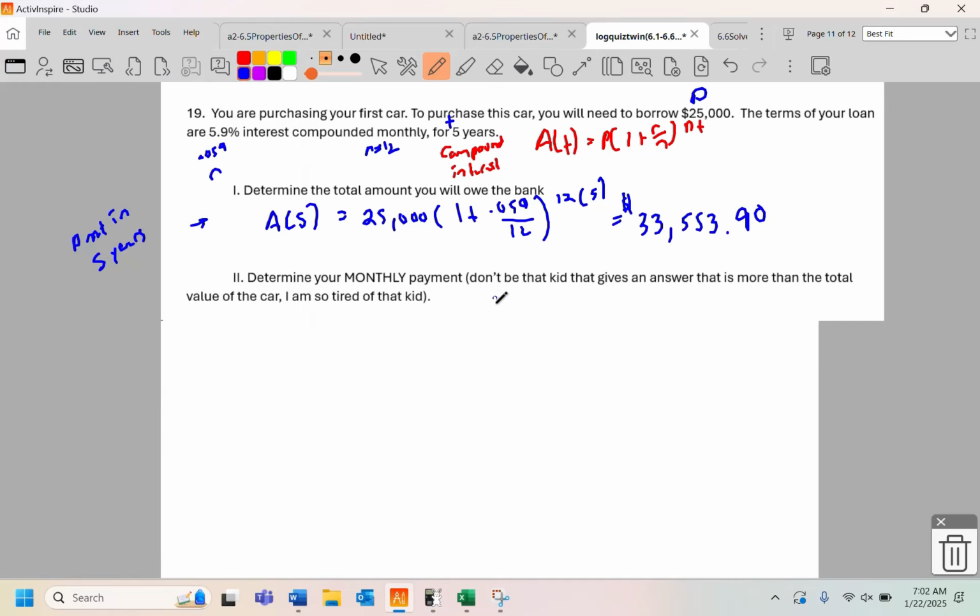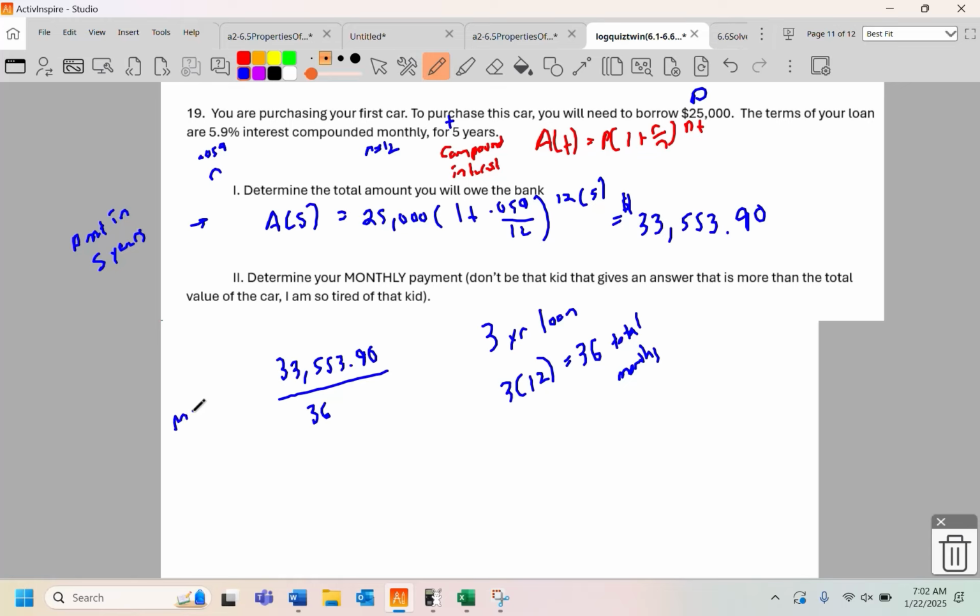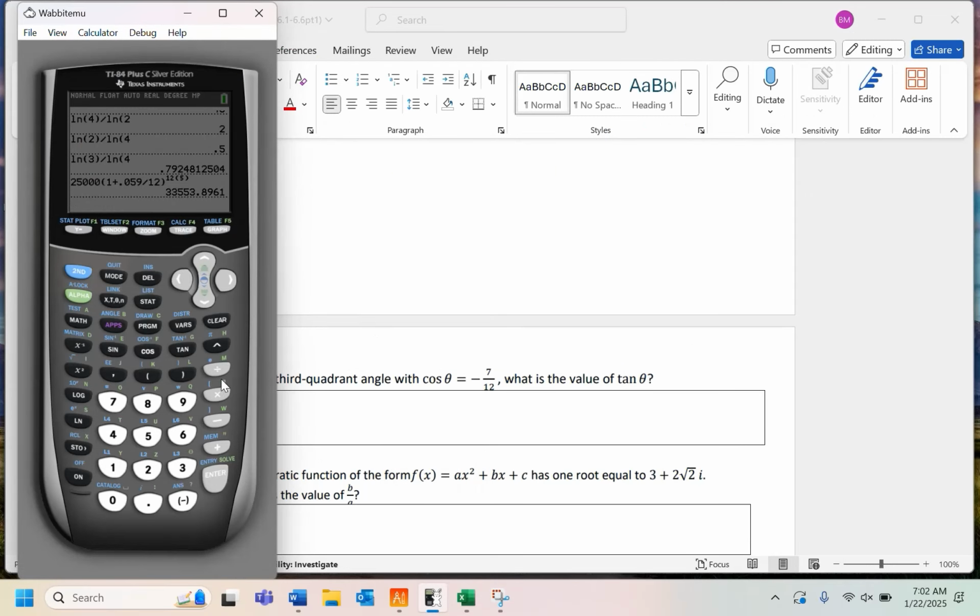All right, determine your monthly payment. Now, this was a 3-year loan. So if I'm talking about months, there's 12 months per year. Hopefully some of y'all have figured that out, because I know there's at least one kid who doesn't know how many months there are in a year. There's 36 total months. So we're going to take our $33,553.90, and we're just going to divide it by 36, and this is going to be our monthly payment. So let's see what it is. There you go, $932.05.